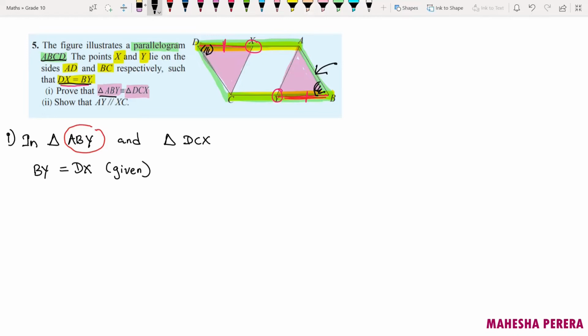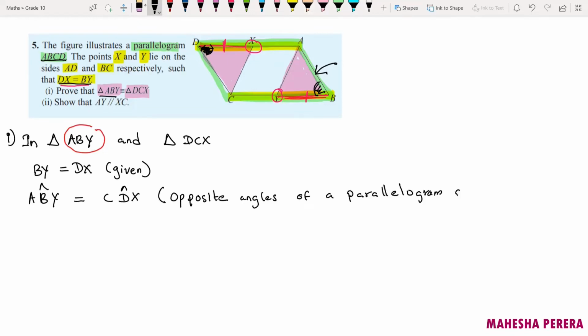Right, ABY, the angle, how do you tell it? ABY, right? ABY angle. Angle ABY equals this angle, right? CDX. CDX. So why these two angles are equal? Because opposite angles of a parallelogram are equal. That's right. Angles of a parallelogram are equal.